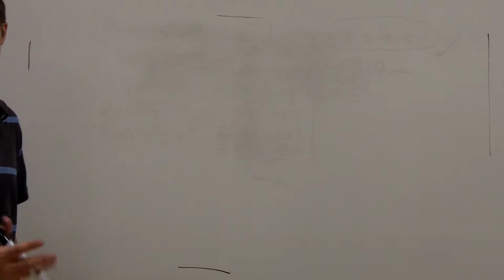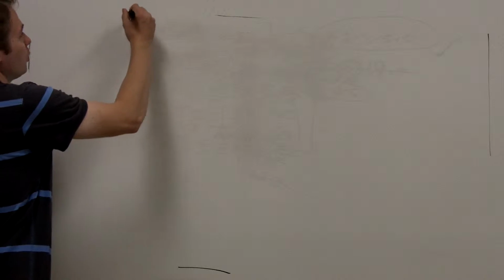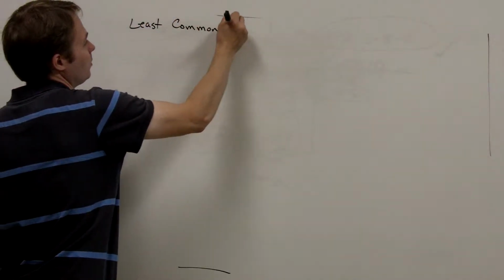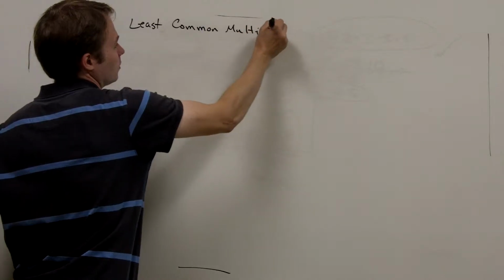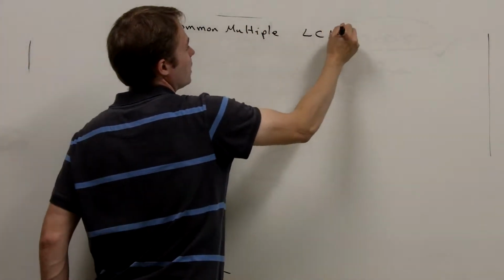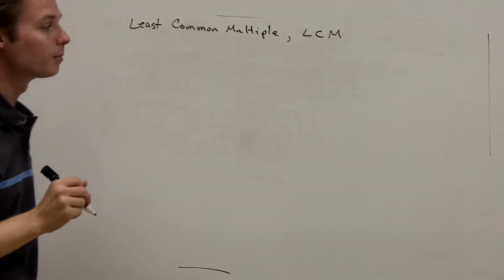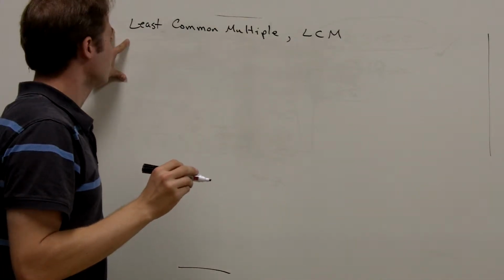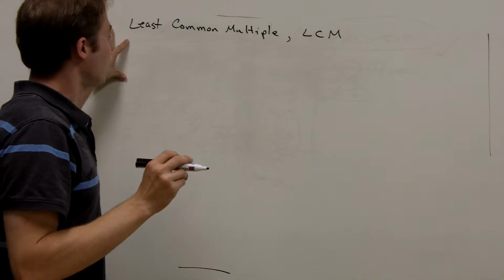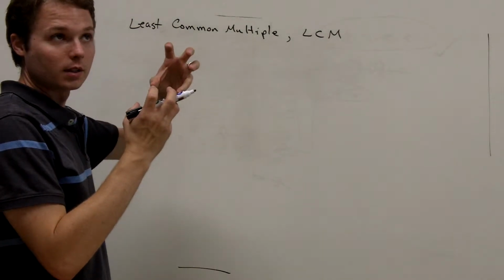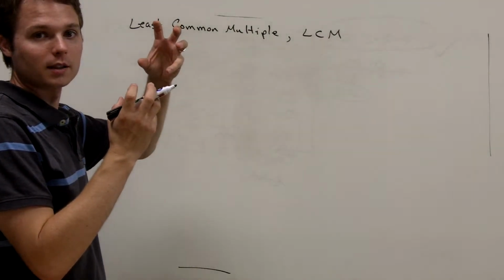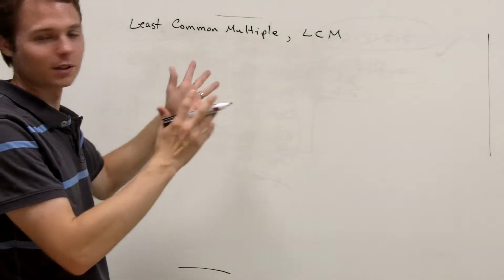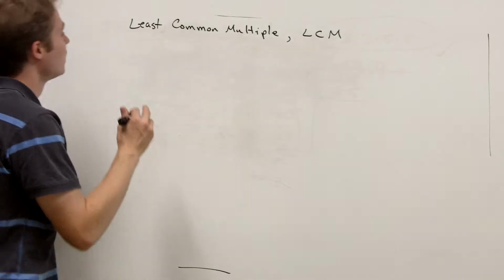So the next thing we're going to look at today is what's called the least common multiple, or sometimes just abbreviated as LCM. This is probably the way you'll see me write it most of the time. The least common multiple is the smallest number that is a multiple of each of two numbers. That's kind of confusing just to say, but let me show you an example.